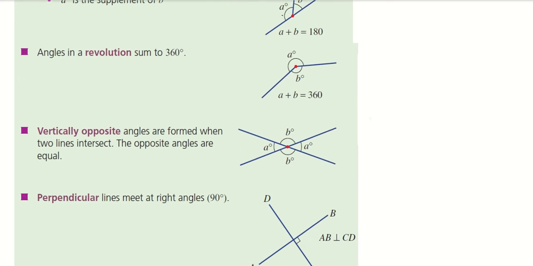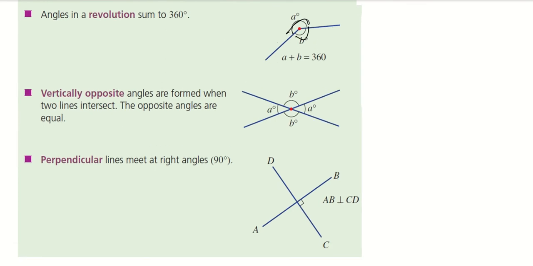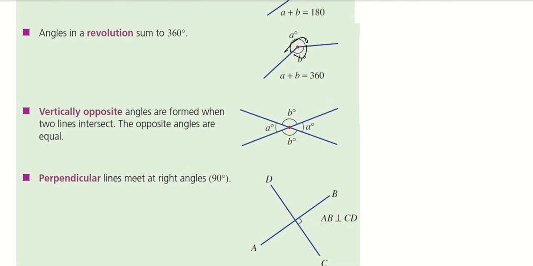Angles in revolution sum to 360. We've been over that. So you've got a reflex angle on the back, an obtuse angle in the middle. It can be anything though. They don't have to be obtuse, or even reflex. They could be two straight angles that would add up to be angles in revolution.